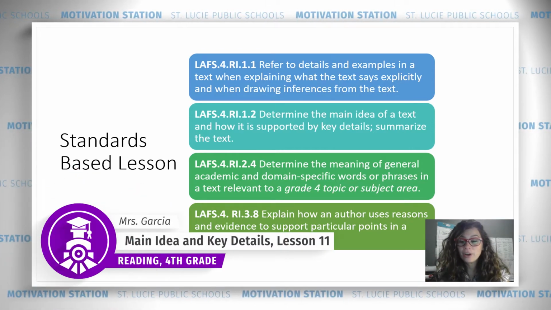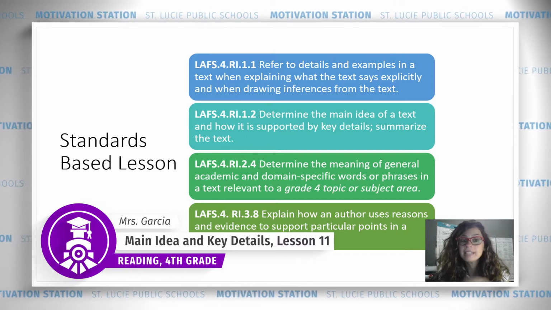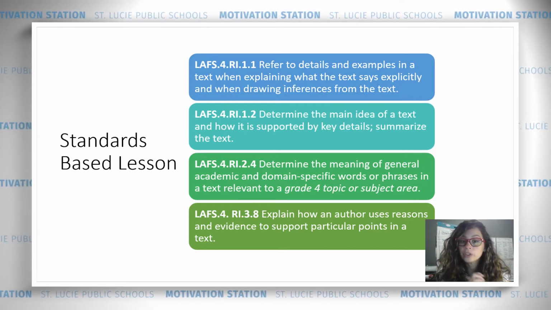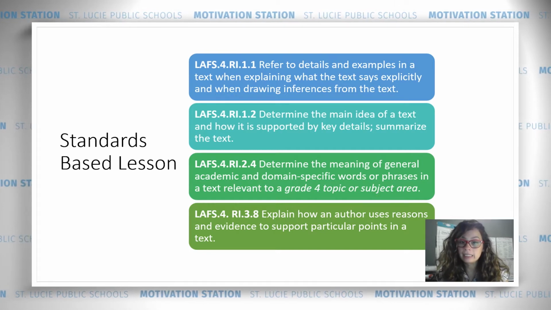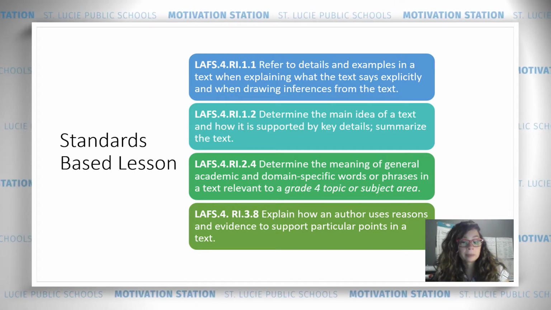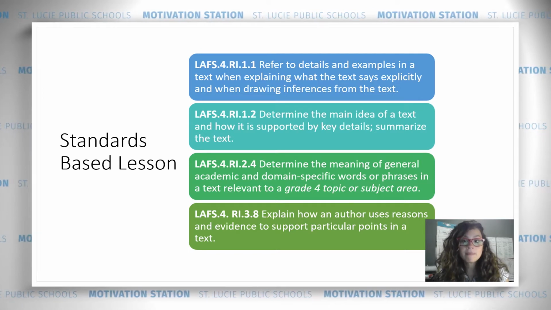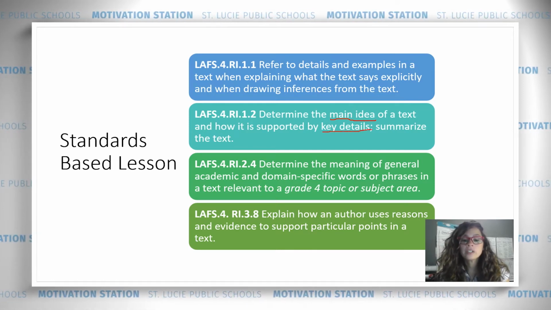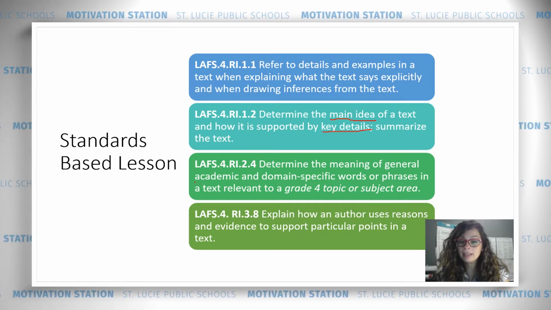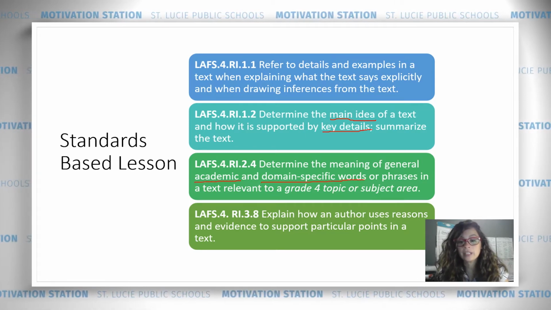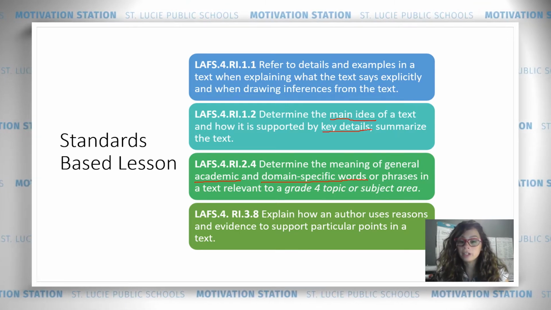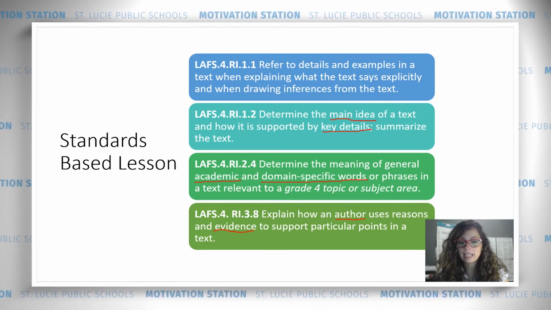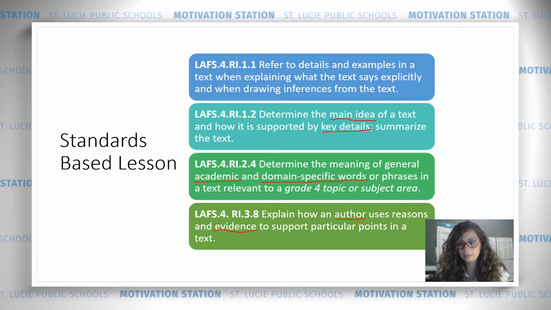Okay, let's look at the standards that we're going to be using today in our lesson. The text that we're going to be reading today is informational, so all of our standards are RI. The first one is 1.1, which is refer to details and examples in a text when explaining what the text says explicitly and making inferences. We're going to determine the main idea by looking at those key details that support the main idea. We're also going to be determining the meaning of academic and domain-specific words, which we also did last week. And we're going to explain how an author, remember that author is the person that writes the text, uses reasons and evidence, look at that, more evidence again, to support that particular point in the text.